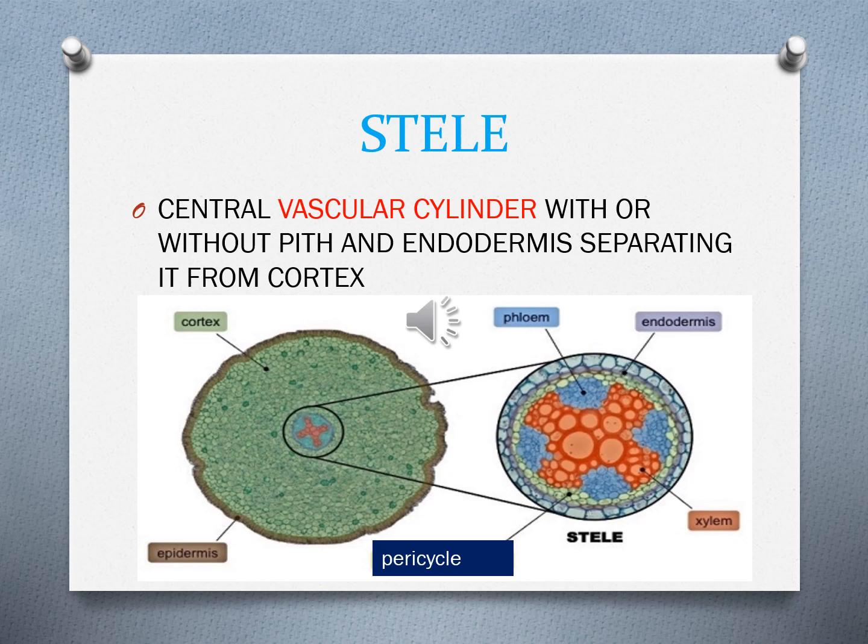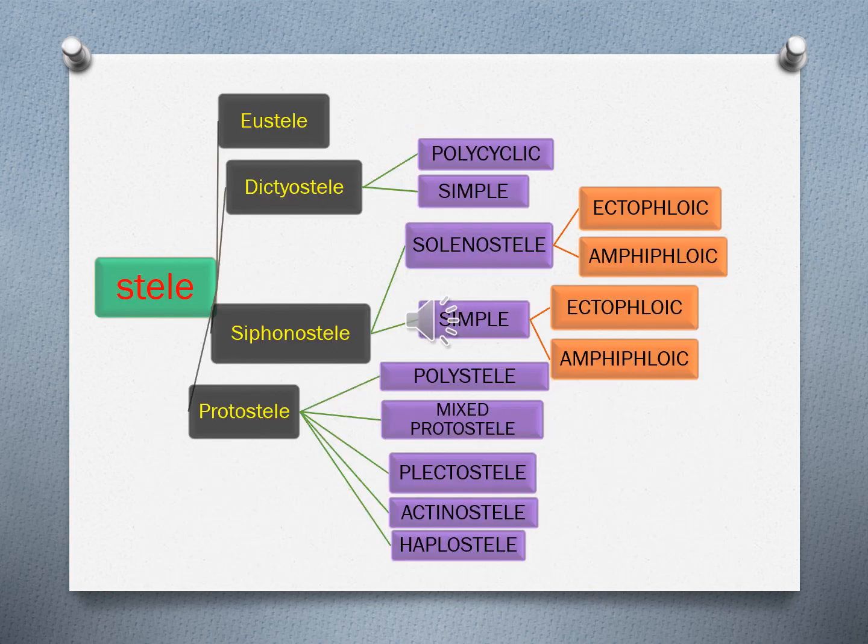You can clearly see in this picture the enlarged portion of the stele. Stele consists of an endodermis, xylem, phloem, and sometimes in the central portion we have pith. Pith can be parenchymatous or sclerenchymatous. What is stele? Stele is the central vascular cylinder with or without pith and an endodermis separating it from the cortex. In Pteridophyta, 4 different types of steles are mainly seen.